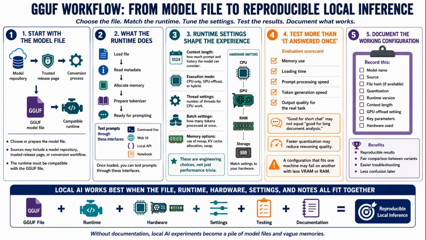Record the model name, source, file hash if available, quantization, runtime version, context length, GPU offload setting, key parameters, and hardware used. This makes results reproducible and helps compare variants fairly. Without documentation, local AI experiments quickly become a pile of model files and vague memories about what seemed to work.